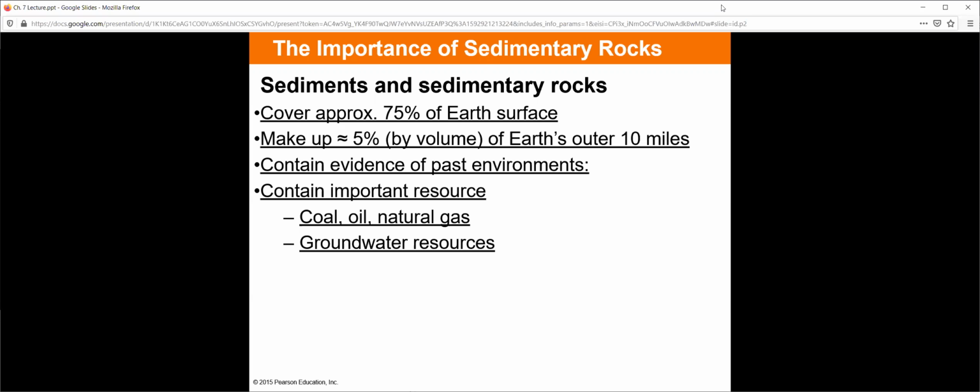Those combine. That being said, sedimentary rocks are definitely not the most common type of rock. By volume, they only make about 5% of the Earth's outer 10 miles. The top of the Earth is covered with sedimentary rocks. Beyond that, you don't have them anymore, because by definition, sedimentary rocks are formed at or near the Earth's surface. Sedimentary rocks show evidence of past environments. We'll get into that. And they contain most of our important natural resources: coal, oil, natural gas, groundwater, etc. Kind of makes sense since the majority of the Earth's surface is sedimentary rocks.